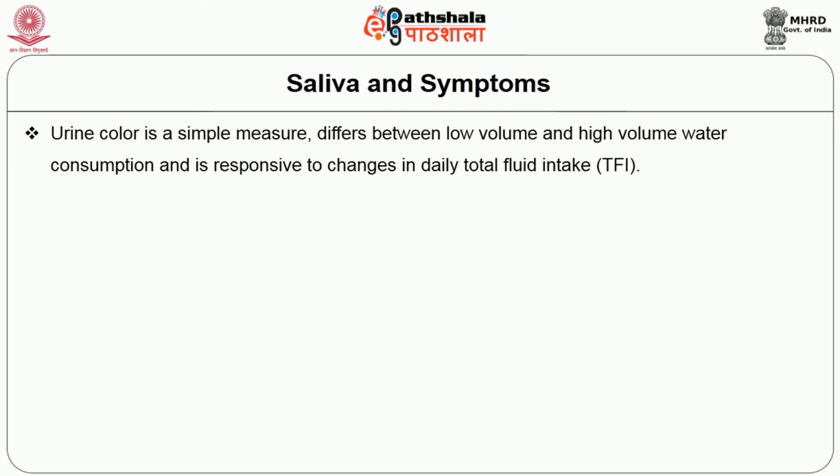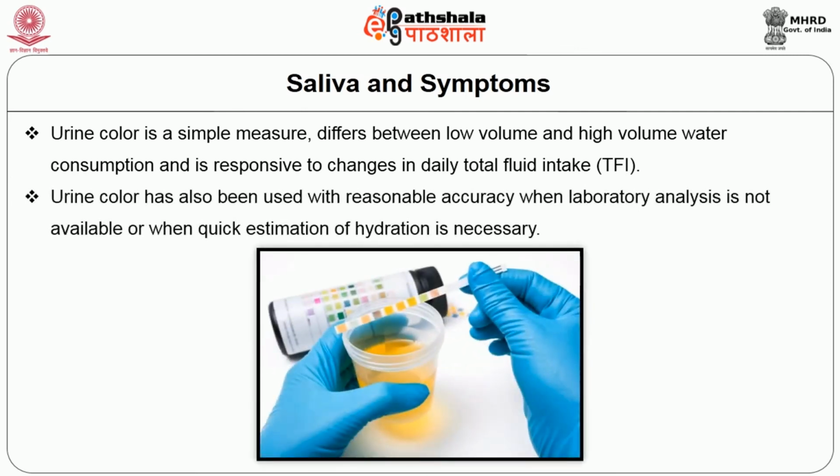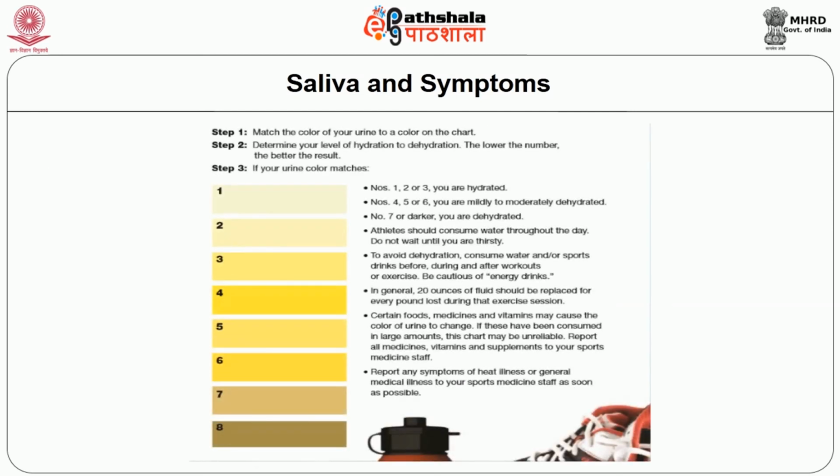Next one is the urine color, which is a very simple measure used, and this differs between low volume and high volume water consumption, and it is responsive to changes in daily total fluid intake. Urine color also has been used with reasonable accuracy when laboratory analysis is not available or when there is a need for quick estimation of hydration. See, this is the chart given for urine color estimation.